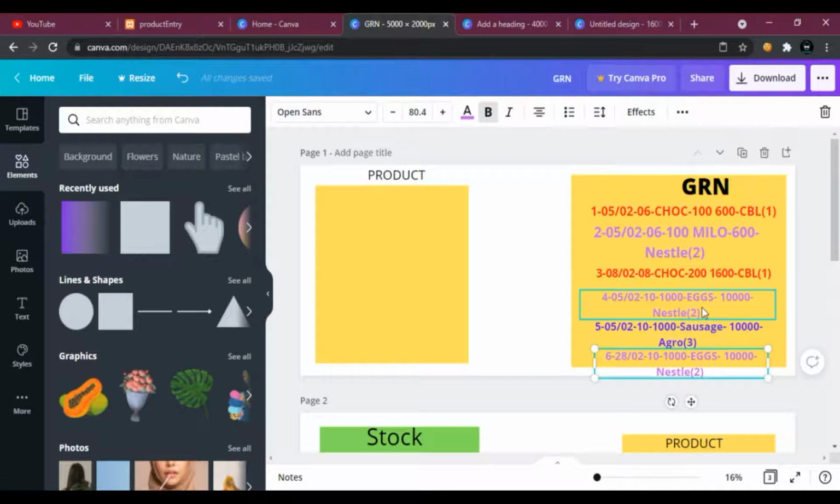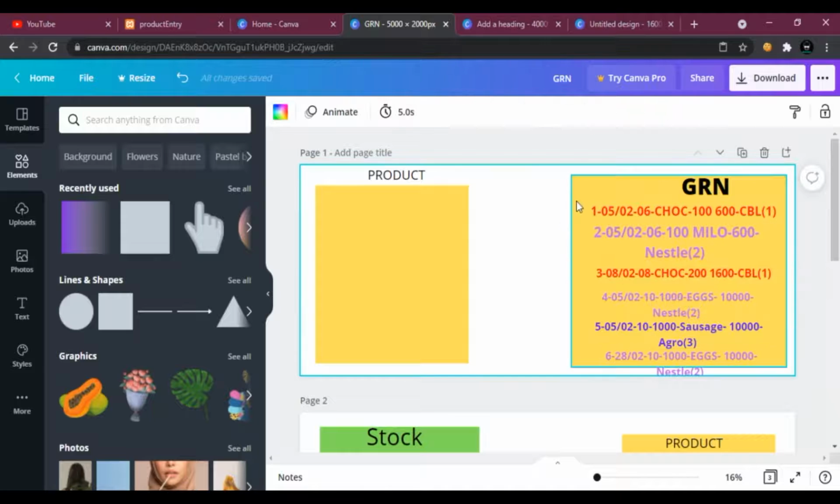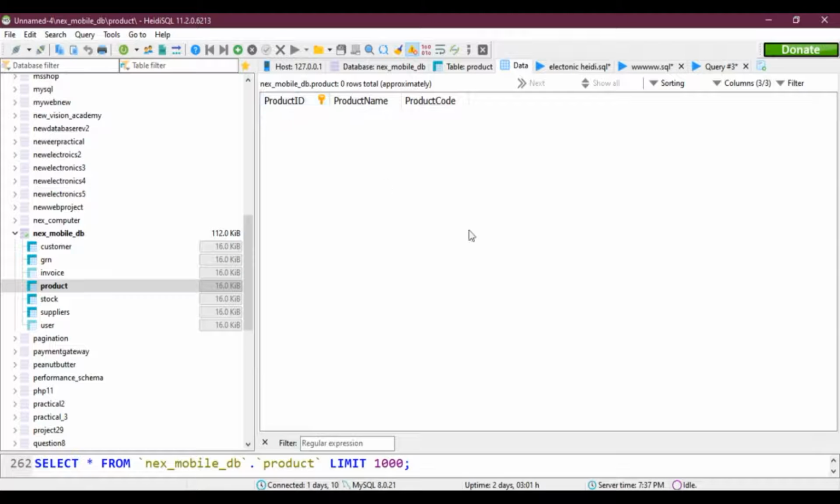So you have to mind those things, this one, and this one, and this one. So 1, 3, and 4, 5. So we need to create a product table. The product table we have already created, but there are 3 attributes: product ID, product name, and product code.